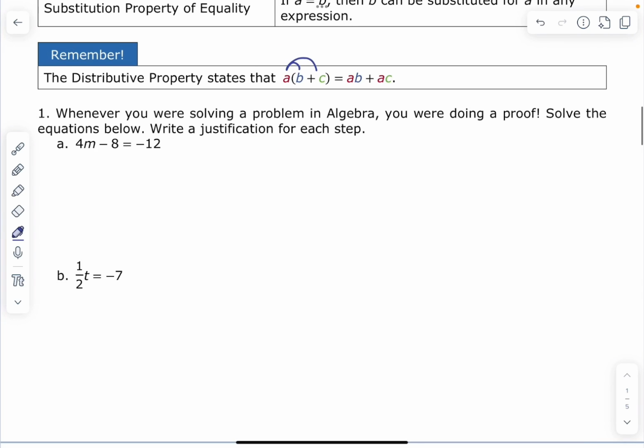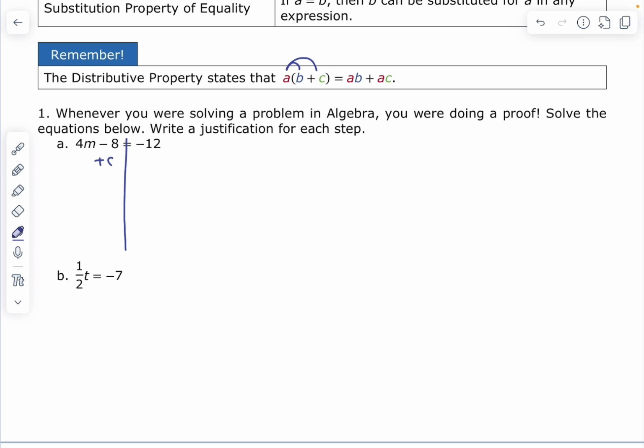Whenever we solve a problem in algebra, we are actually doing a proof. So we'd like to demonstrate that by solving the equations below and writing a justification for each of our steps. So if we have 4m minus 8 equals negative 12, remember whenever we're solving an equation, we want all of our variables on one side and all of our constants or numbers on the other side. So we already have 4m being the only thing with a variable on the left side. So we're going to leave that there and we want to move the negative 8 over.